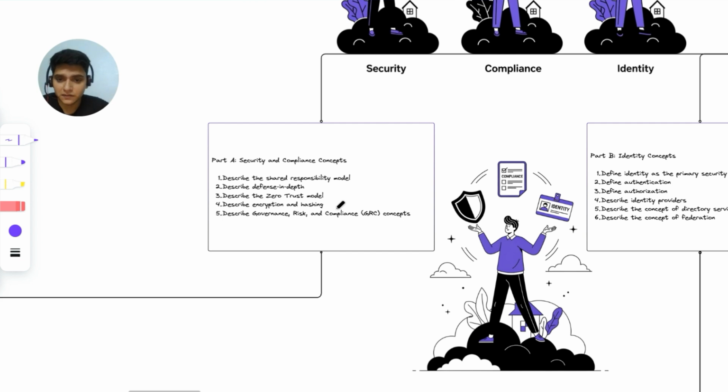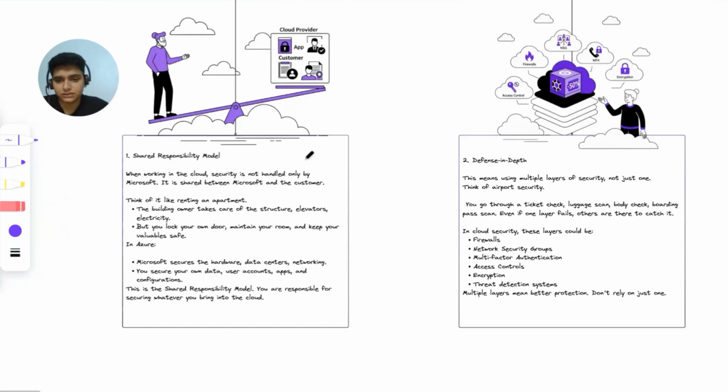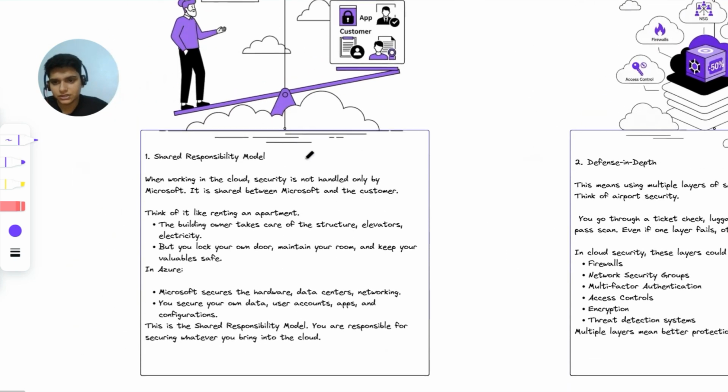We're going to cover an overview of these 5 topics, and in further videos we're going to dive deep into each of them. Now let's cover Part A from an overview perspective: what security and compliance are all about. The first topic is the shared responsibility model.